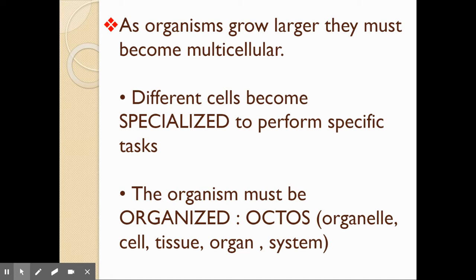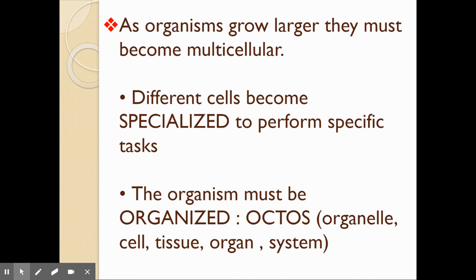So what we have to consider is as organisms grow, they have to start to become something called multicellular, meaning different areas of your body have different cells. So different cells become what we call specialized. And what we mean by specialized is that they perform special or specific tasks. So if you think about all the different things in your body, organs, blood, your hair, your skin, your fingernails, all of these things are made up of different cells that perform different tasks.